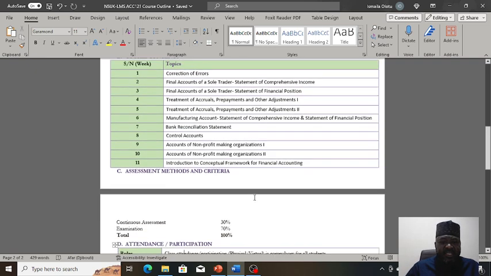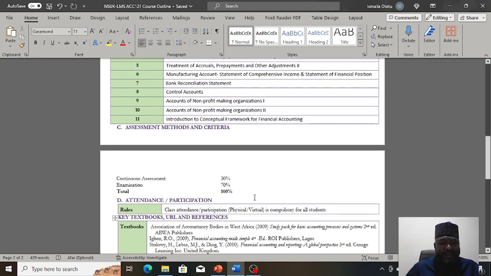The assessment criteria, because we're expected to be examined, we have two major assessment criteria. The first one is that we'll have a continuous assessment test which will take 30%, if you like 30 marks. And then we also have exams that will cover about 70 marks. If you add these two together, you have 100 marks for the course.